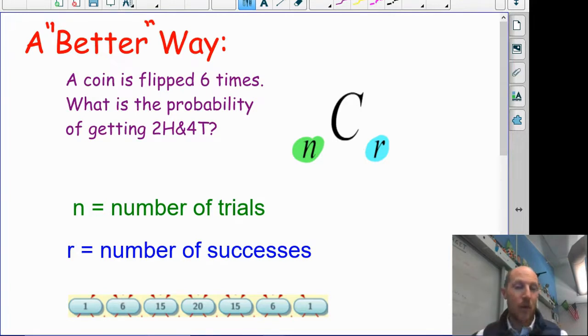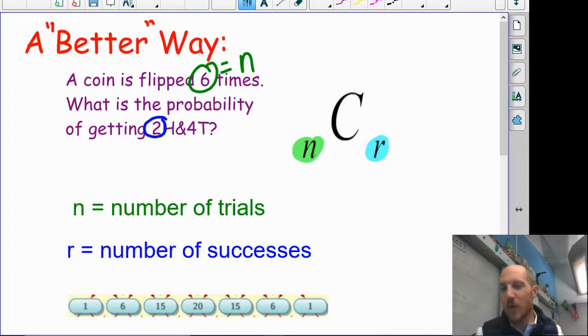So you can just calculate it using nCr. It's a calculation in your calculator, and n is the number of trials. So in this case, that's going to be 6. There's 6 trials. The coin is flipped 6 times. R, we're going to call the number of successes. And you could say getting heads is a success. You could say getting tails is a success.